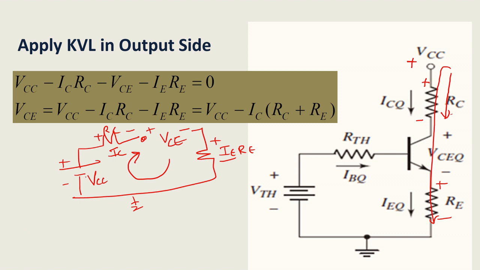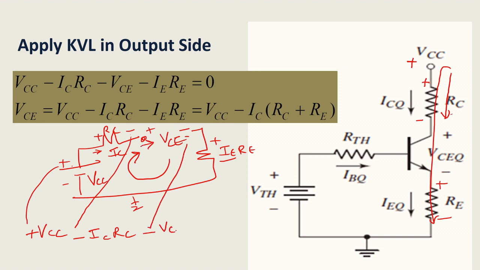See here, entering at a minus, leaving at a plus. So plus VCC. Entering at a plus, leaving at a minus, so minus ICRC. Entering at a plus, leaving at a minus, so minus VC. Entering at a plus, leaving at a minus, so minus IERE equal to 0. We know that IE is approximately equal to IC.